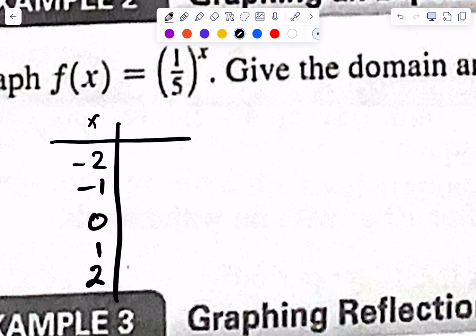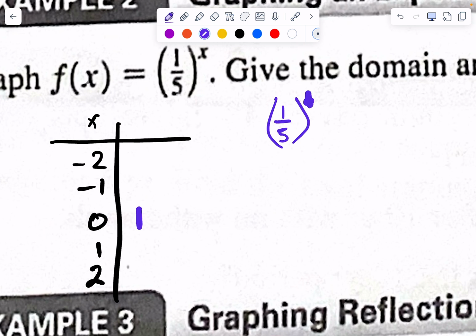Okay, those are the guys that I want to do. All right, I'm going to start at 0. If I do 1/5 to the 0 power, what's that come out to be? 1, right? So 0 is at 1. I'm starting in the middle of my graph, okay?